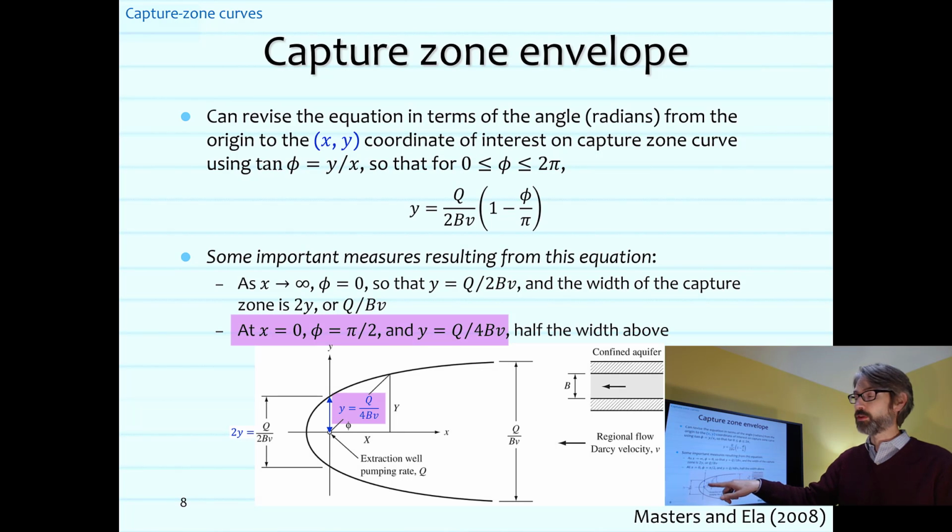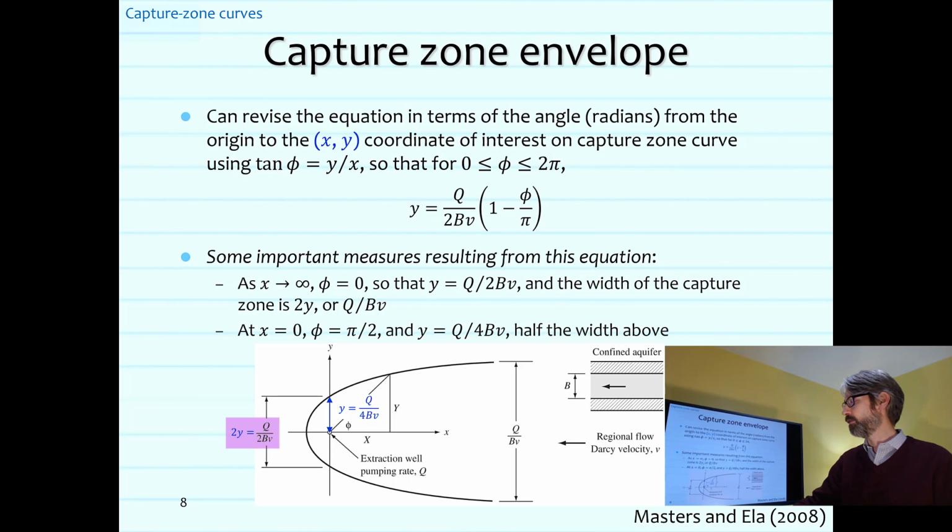Secondly, at x equal to 0, or at the well itself, then phi is π over 2, or 90 degrees, and then y is Q over 4BV, which is half of this width, of course, and for 2y, the total width at the well is Q over 2BV.